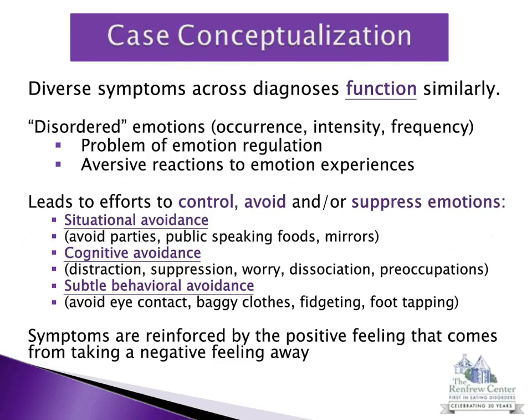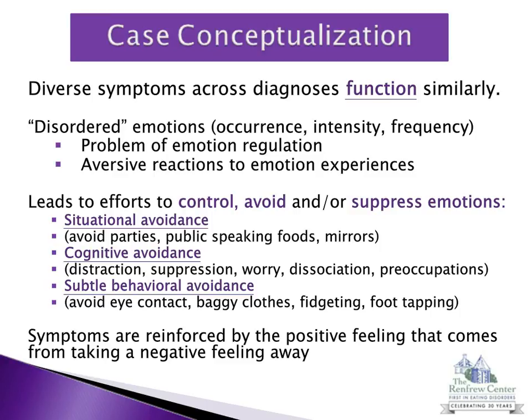Which is why it's important. As I said before, diverse symptoms function similarly. It doesn't matter what the symptom is. The most important thing we're looking at is the conceptualization that this is an emotion that's disordered. It's a problem of emotion regulation. And that problem is that we often tend to use our symptoms to control, avoid, or suppress the way that we are feeling. There are a few types of avoidance strategies listed, but I'm being mindful of the time, and we won't go into those in great detail.